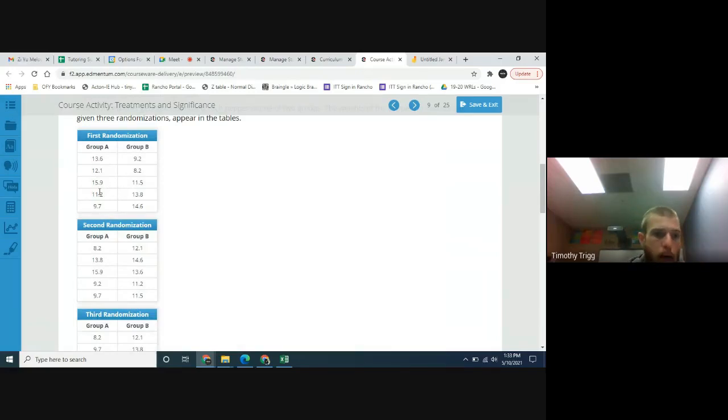So first, let's look at group A. How do we calculate the mean here? Well, we want to add up these numbers here and divide by how many there are. In this case, there are 5 numbers. So we're going to add up these 5 numbers in group A and divide by 5. That's how you calculate the mean of a sample.